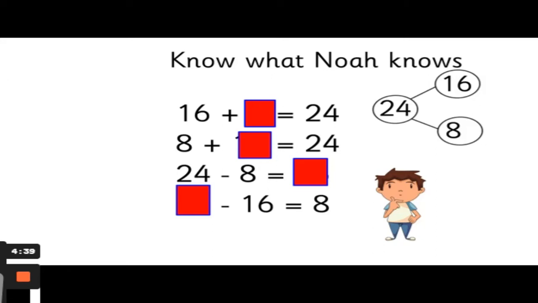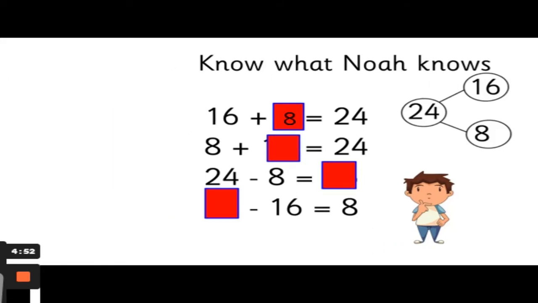So the first one is 16 add something equals 24. I want you to write down that number sentence and see if you can find what the missing number is. Well done, it's 16 add 8 equals 24. Great work.